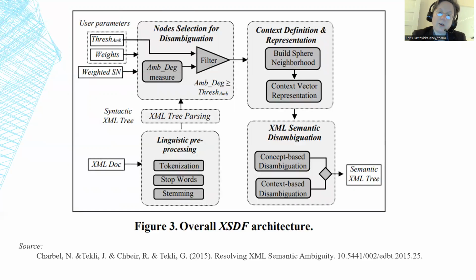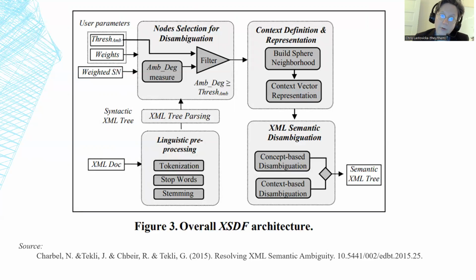This is their design model of the process. And if you look at the bottom left, that's the XML doc. And first, like most of what we've talked about in class, it goes through pre-processing. There's tokenization, it deals with the stop words, stems words, and then the XML tree is parsed.